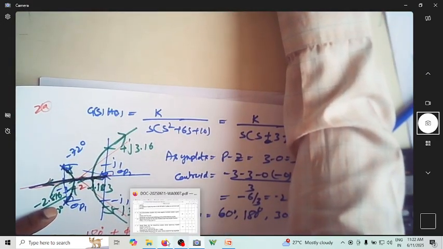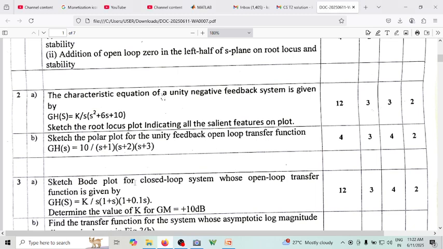The next question is, you're asked to plot a polar plot for a unity feedback system having an open loop transfer function G(s)H(s) given by 10 by s plus 1, s plus 2, s plus 3. So we are asked to plot the polar plot of this. Okay, let me just go here.